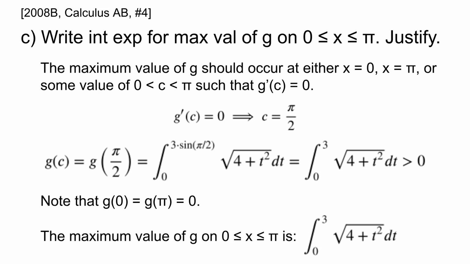This allows us to conclude that the maximum value of the function g on the closed interval from 0 to pi is the value from whatever that integral is, the integral from 0 to 3 of the square root of 4 plus t squared dt.